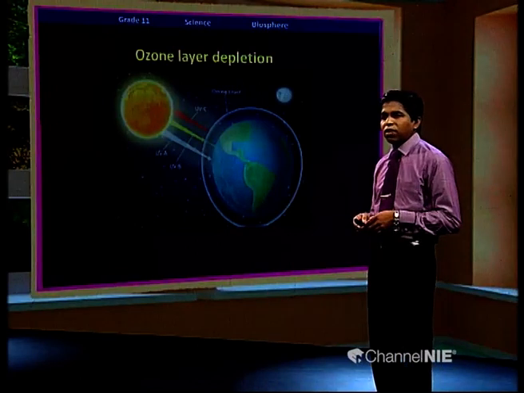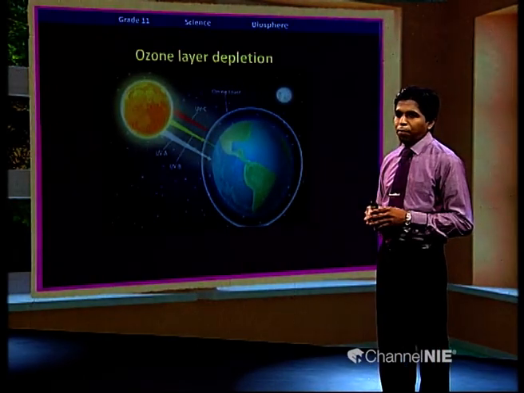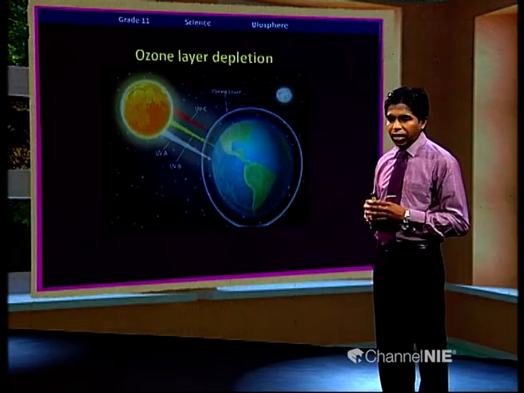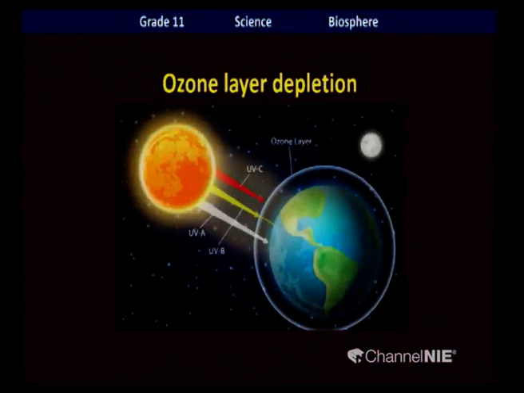Next direct effect of environmental pollution: ozone layer depletion. Before the depletion of the ozone layer, let's see what the role of the ozone layer is. What is the main function of the ozone layer? The ozone layer is made of O3 gas, ozone, and it is naturally formed in the upper atmosphere due to the breaking down of oxygen gas by ultraviolet rays. Then this atomic oxygen combines with O2 and forms ozone gas.